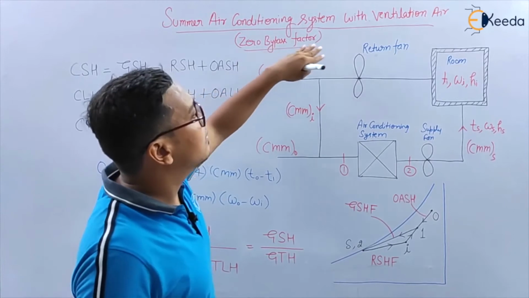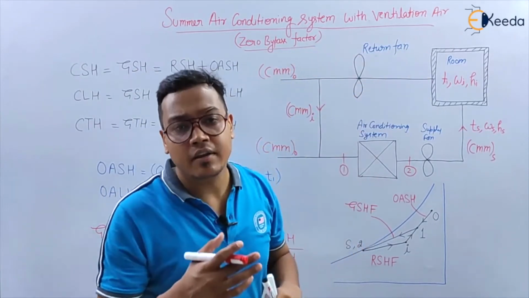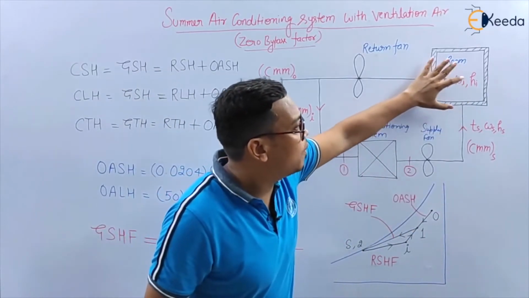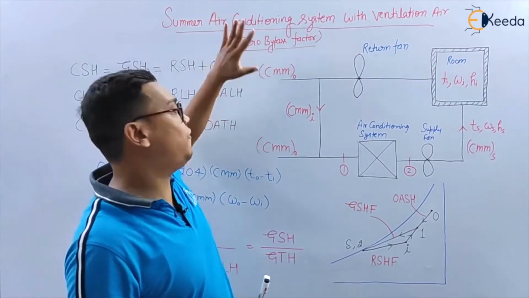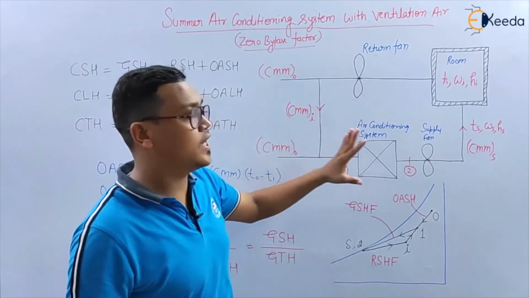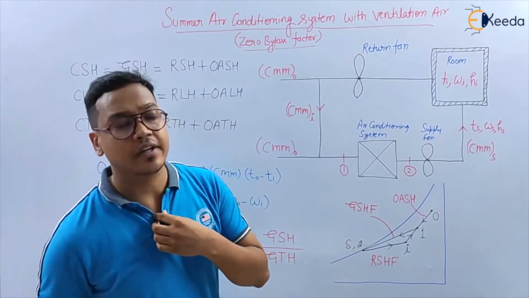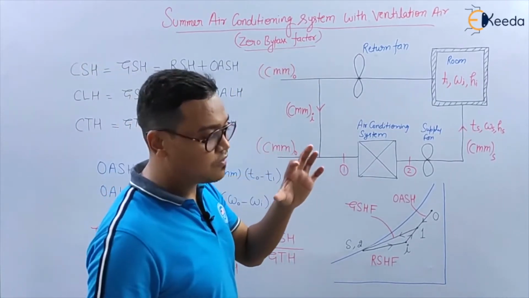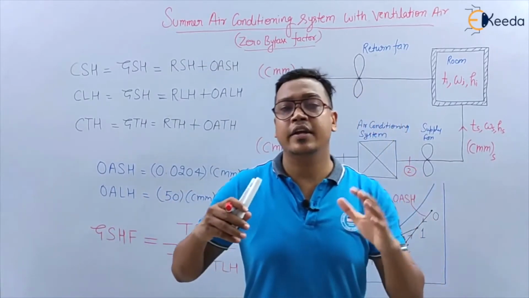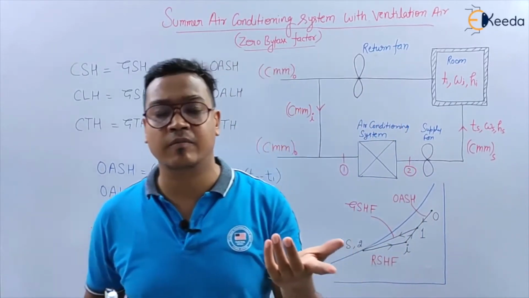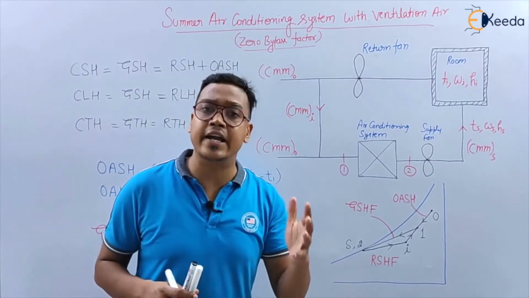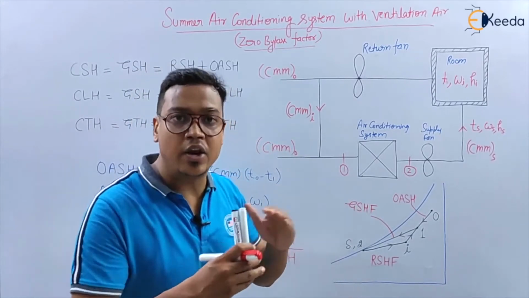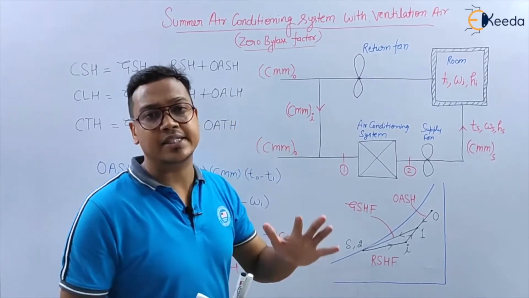In this case, ventilation air will be there. Ventilation air means some part of the air from the room is sent to the environment and fresh air is taken. Some fresh air is taken from the outside. That is the ventilation air. In this case, zero bypass factor is considered. That means I have considered ideal condition. Ideally, temperature will change or heat gain or heat loss will be taking place.